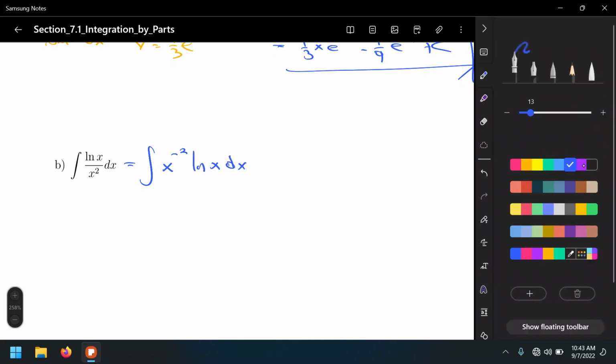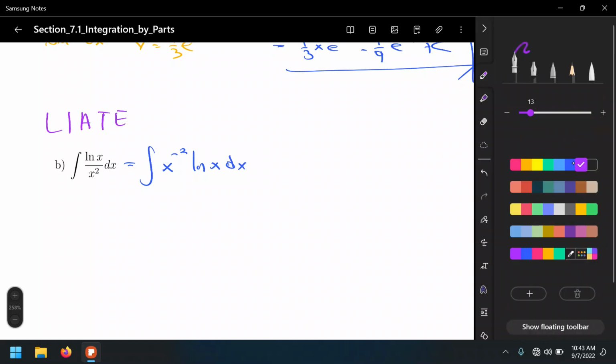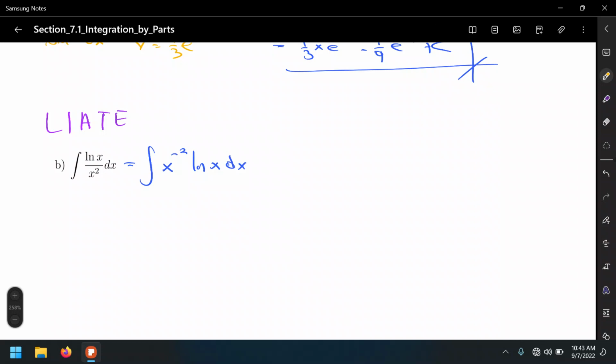Now, number 1, let's go with the LIATE acronym, and let's set up the u and the dv parts. u equals, dv equals. Number 1, L, which stands for logarithmic function. Do we have any logarithmic functions in the integrand this time? We do, so that's the u, ln of x. dv will be the remaining part of the integral, that's x to the negative 2 with respect to x.